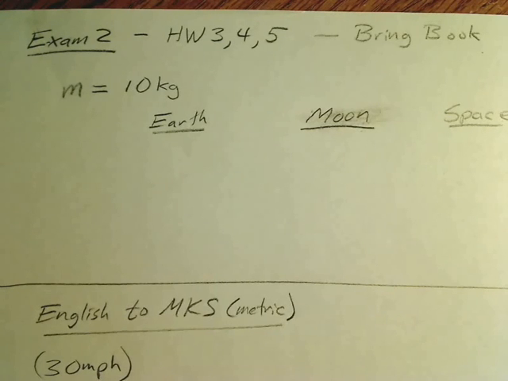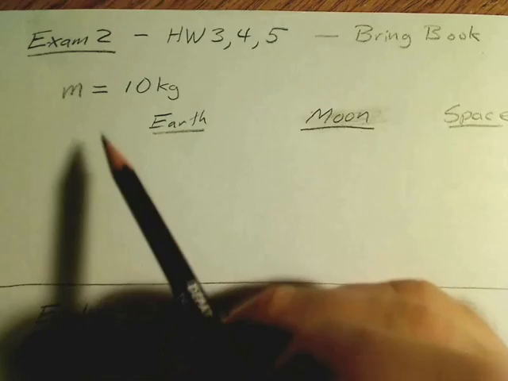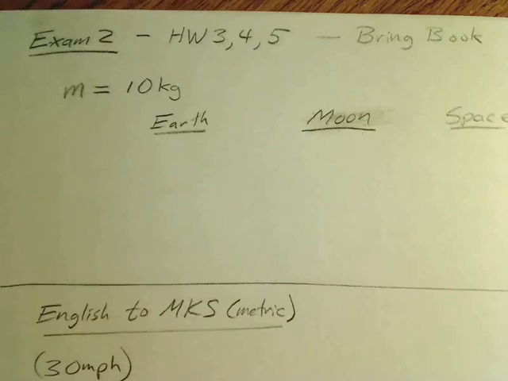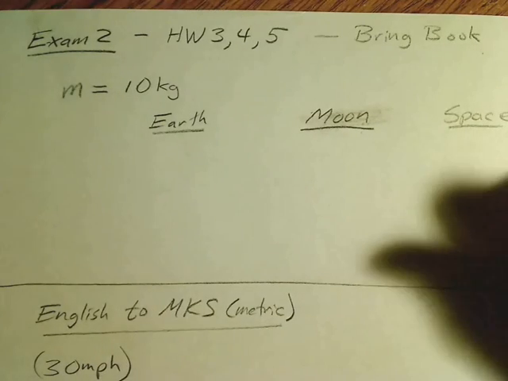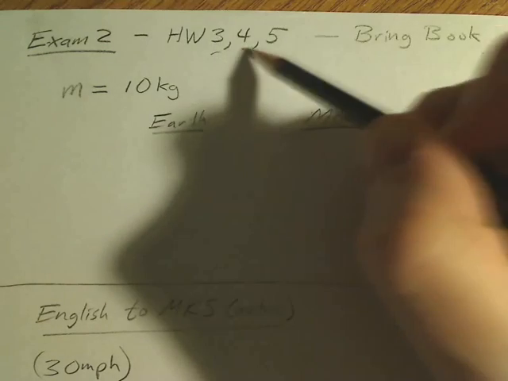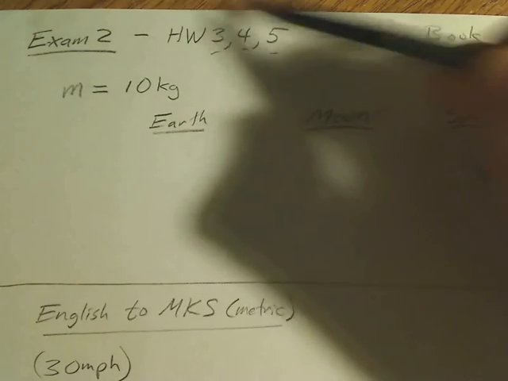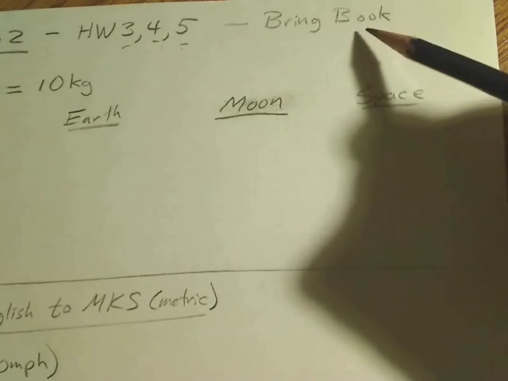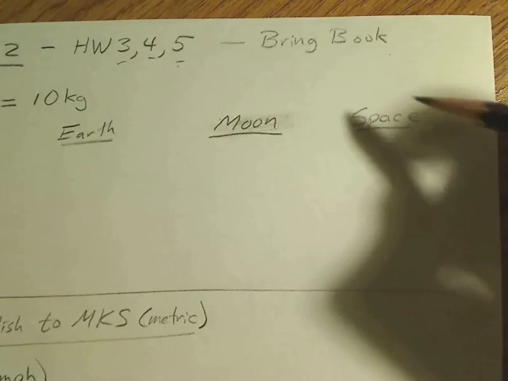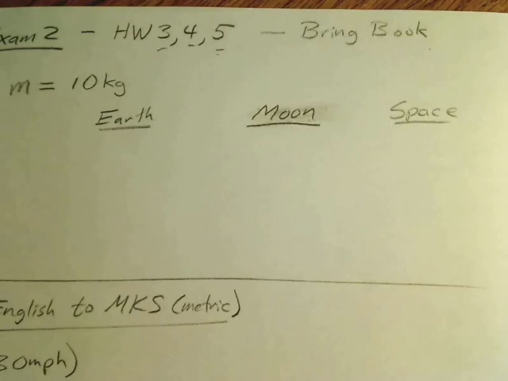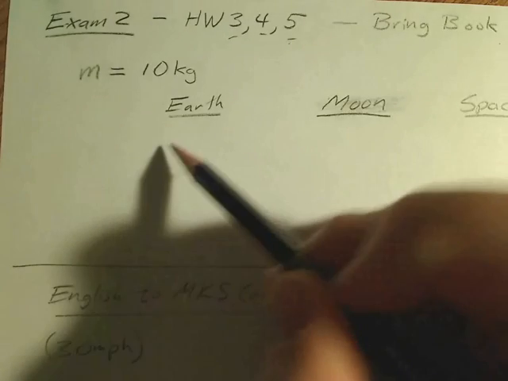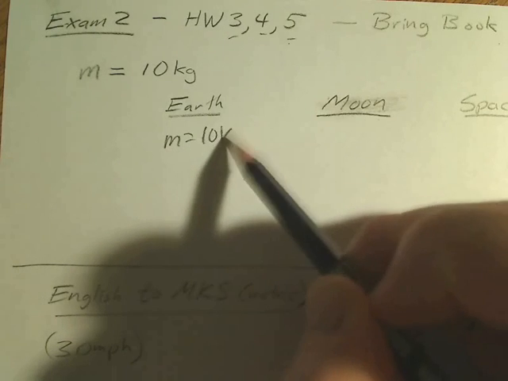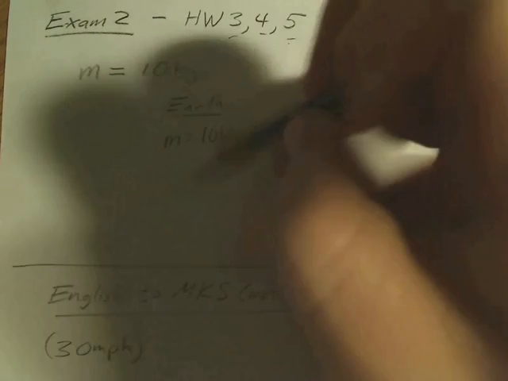I didn't really want to wait until late in the evening to get this to you as soon as possible. First information we're dealing with here is mass. This is a review of the problems on homework 3, 4, and 5. So make sure that you bring those to the exam. You can use those during the exam, and you also can use your book. Be sure to bookmark in your book the Appendix B and also table 15.1. The mass doesn't change with location, so it's just 10 kilograms no matter where you are.